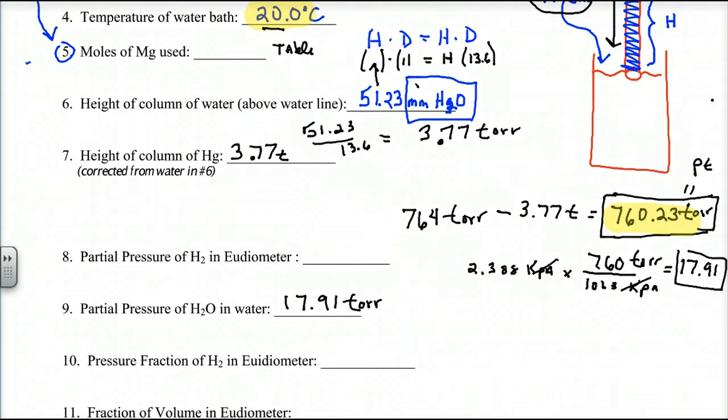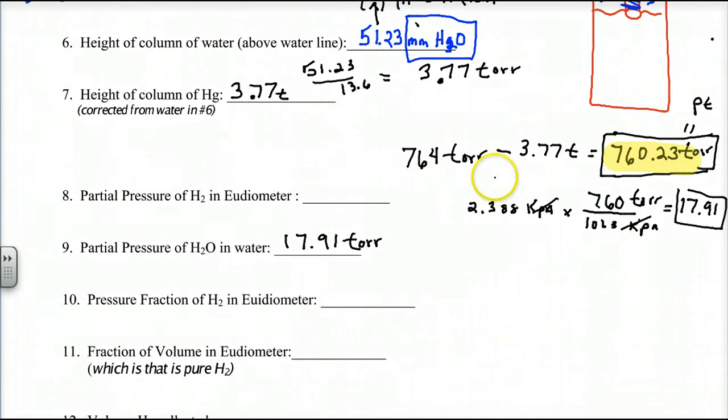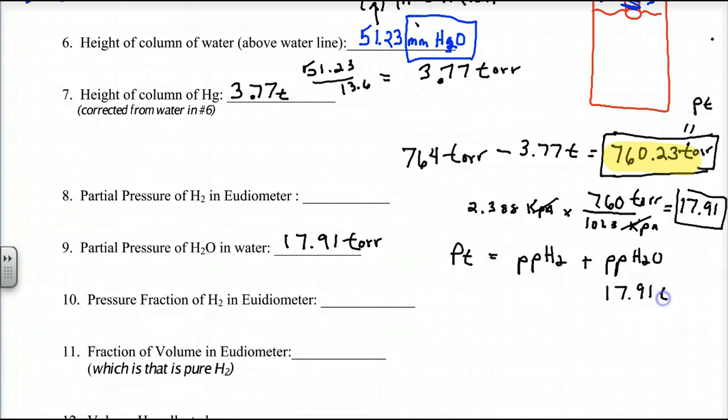Now, Dalton's law, that's the second thing we're going to do here. The second part of this is Dalton's law. We're going to take our Dalton's law: total pressure is equal to the partial pressure of my hydrogen, which we're trying to get, the dry hydrogen, plus the partial pressure of my water. Well, we just figured out the water through the table to be 17.91 torr. And of course, the total pressure is 760.23. What's the partial pressure of the hydrogen?